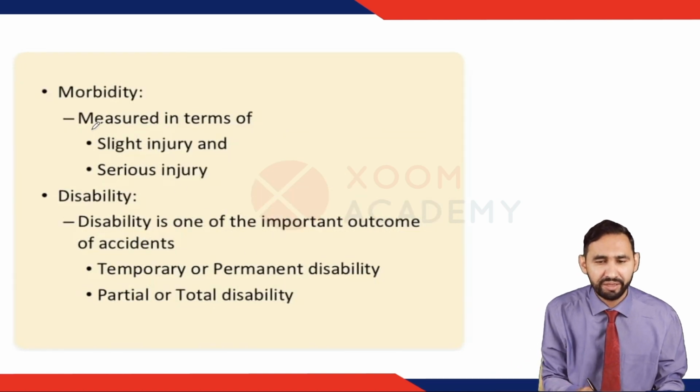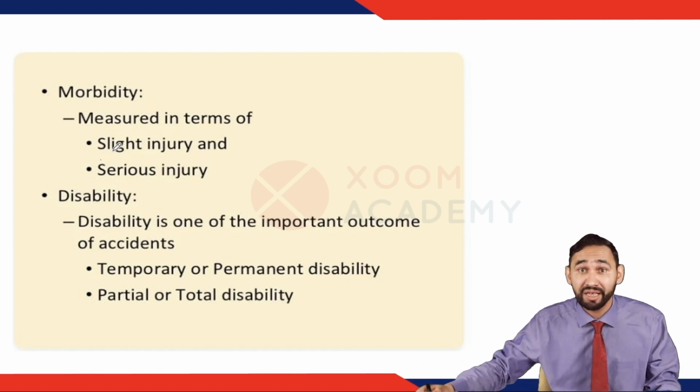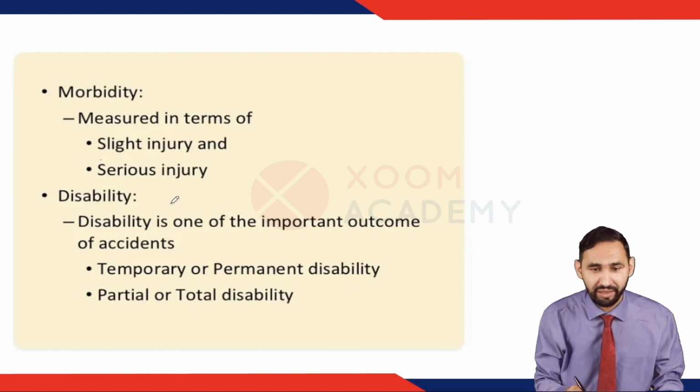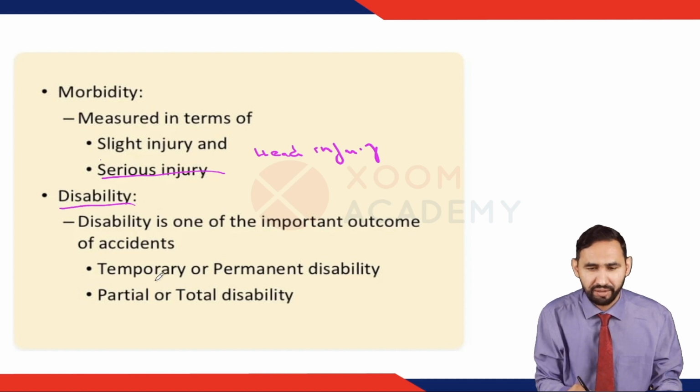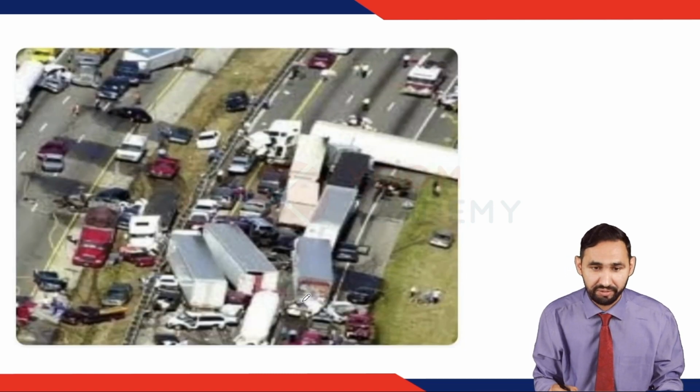It can cause morbidity. Injury can be slight, mild, moderate, or severe. It can cause serious injury like head injury. Head injury is a very severe form of injury due to accidents. It causes disability, temporary or permanent. A person may lose his or her limb. There is partial or total disability. So he or she may become disabled.